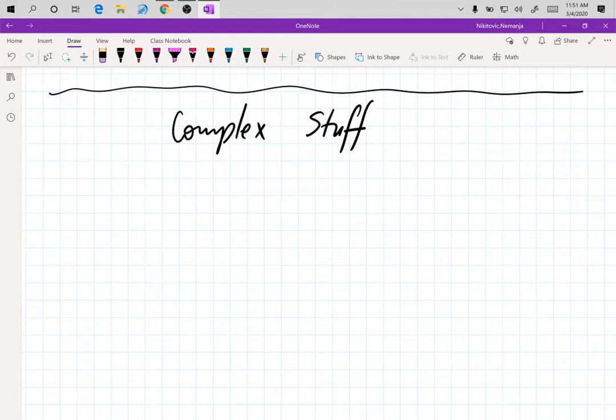So, guys, you have to understand that complex numbers are not imaginary, unreal stuff, even though the bad words real axis and imaginary axis are used.